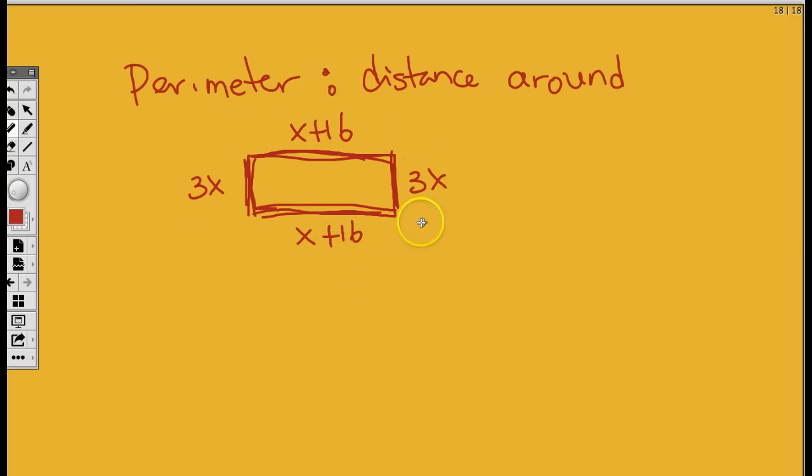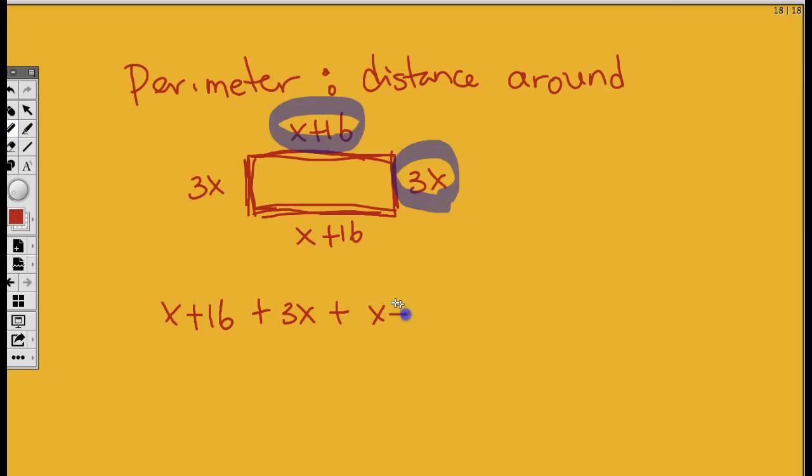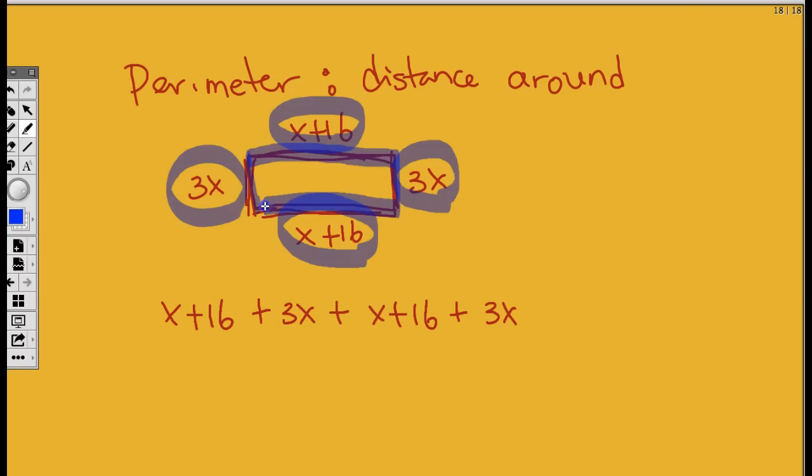So now we're going to add everything, okay? So look, x plus 16, that's this one right here. Plus 3x. Oh, and where did that come from? Over here. Okay. Plus x plus 16. And that came from here. And finally, I gotta do that, right? Plus 3x. And that would be this one. So now I added all four sides.